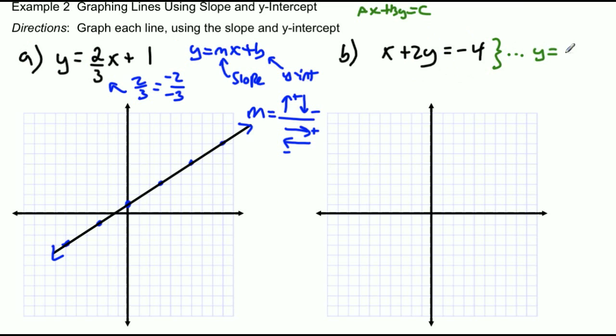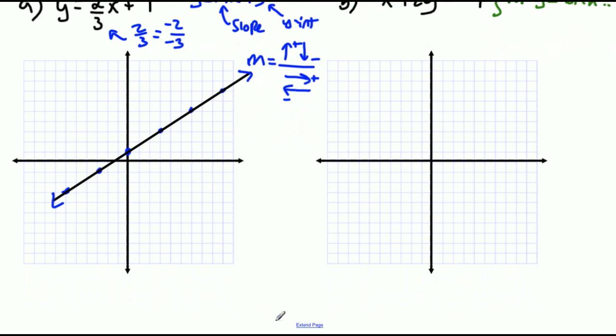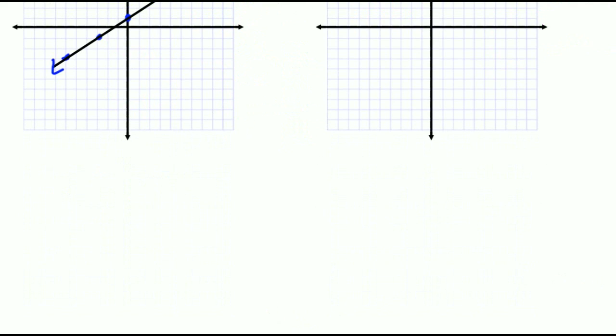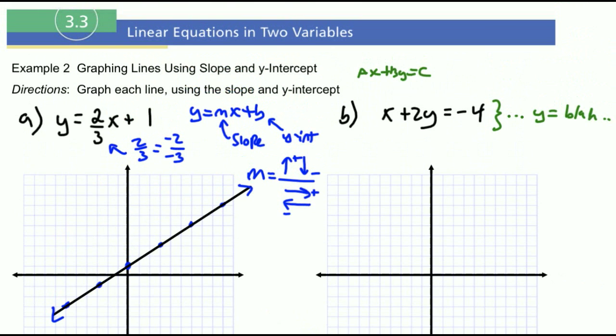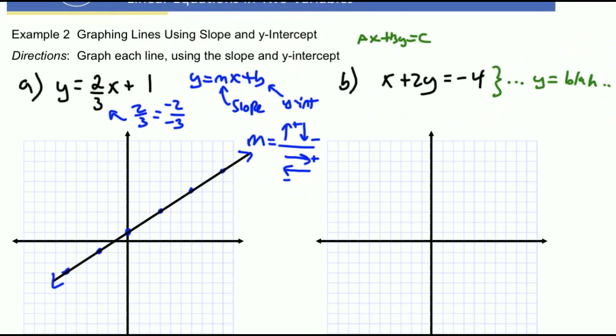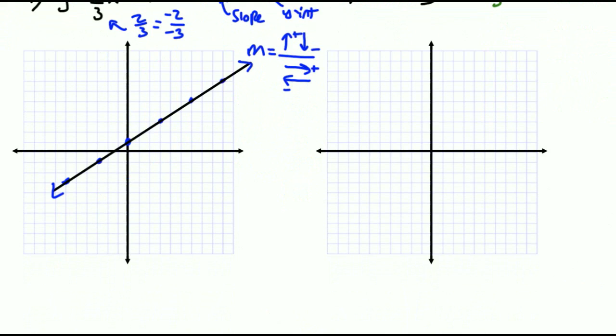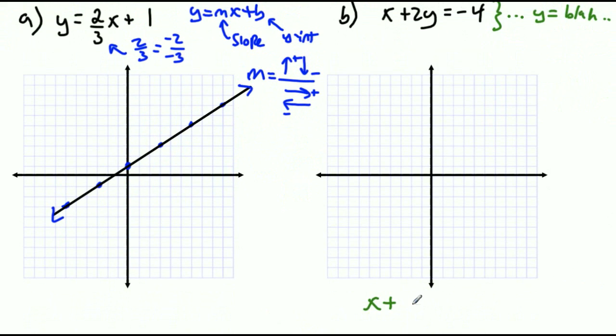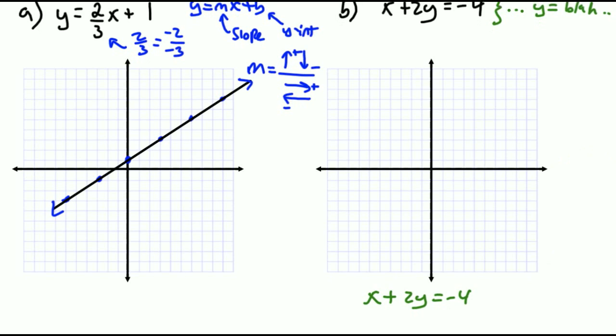So it's y equals blah blah blah. So we have to get y by itself. That's the goal right now, to solve for y. And I'm going to do this just right down over here. Okay. So x plus 2y equals -4. Let's go ahead and simplify that right there. So x plus 2y equals -4. Now let's solve for y. When I'm solving for y, that means I'm writing it in slope-intercept form.